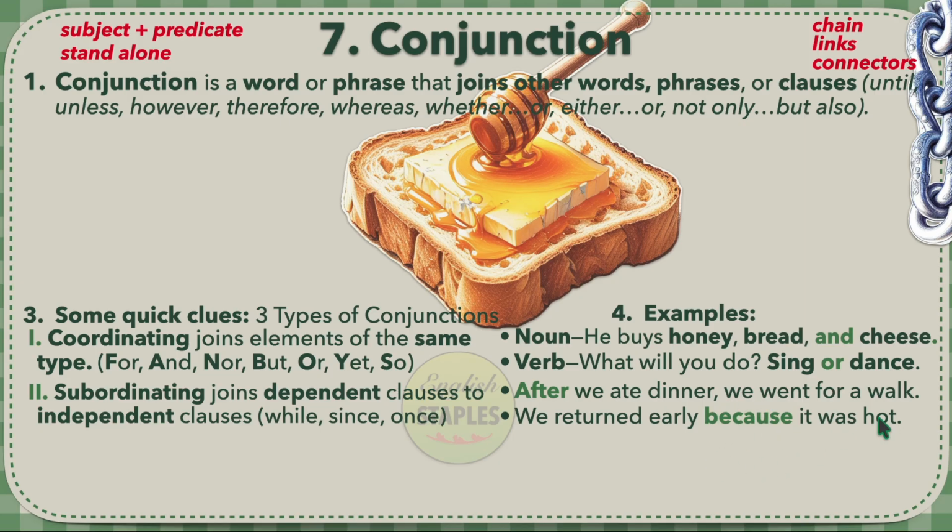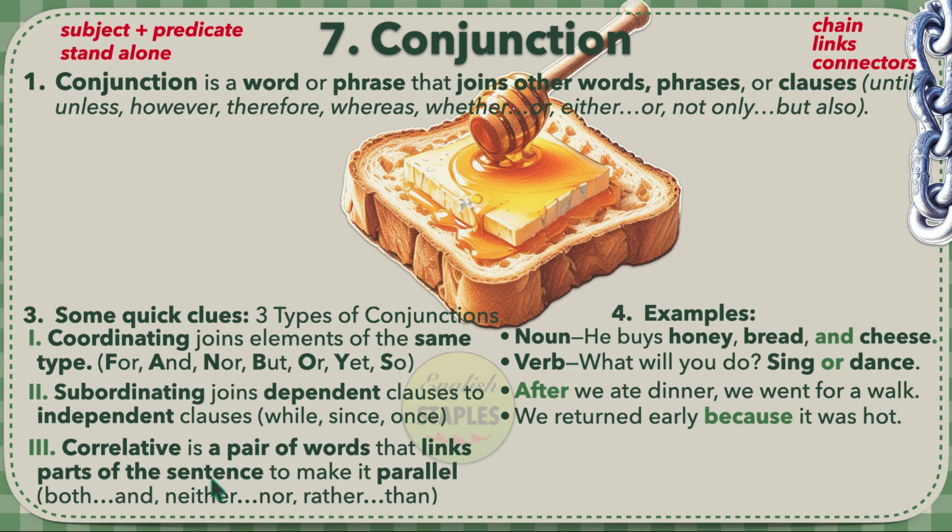We could have this part going first. Because it was hot, we returned early. That would be an okay sentence too. But it doesn't change the fact that this is a dependent clause and this is independent.